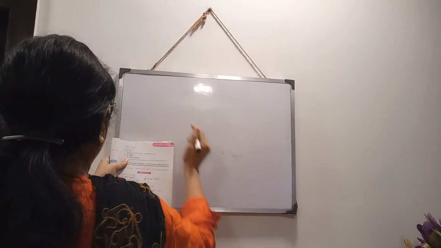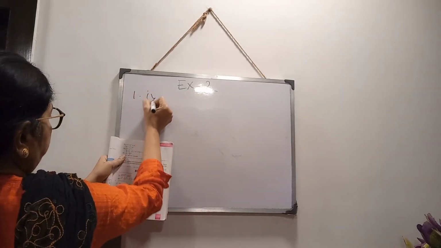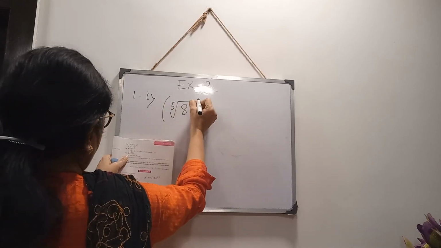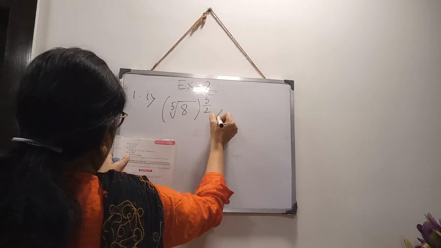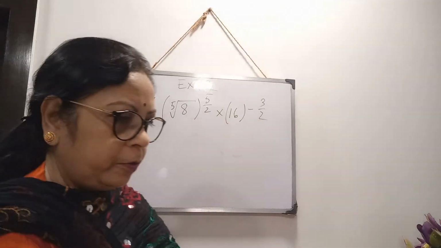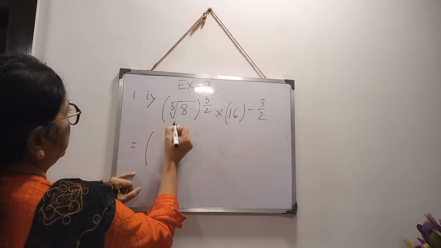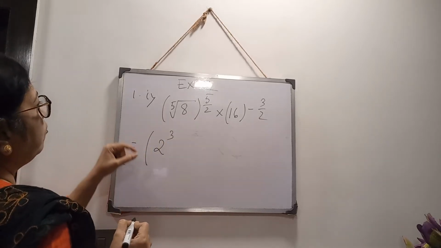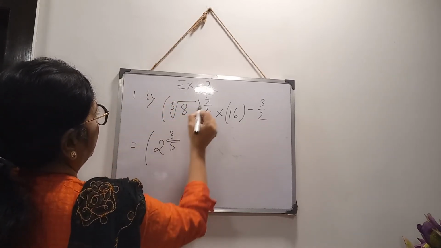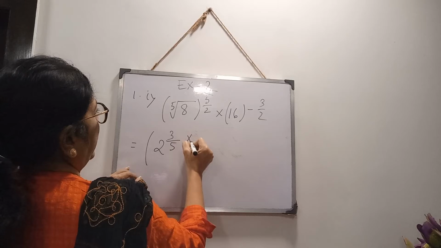What I am doing, it will be clear to you. See, exercise 2, 1, 1. Here, fifth root is given. 5 is here. Fifth root of this, 5 by 2 into 16 to the power minus 3 by 2. So 8, 8 means 2 cube. You know, 8 means 2 cube. And if I remove the bracket, fifth root, so here we will write 3 by 5. And according to the rule of laws of indices, this power will be added.